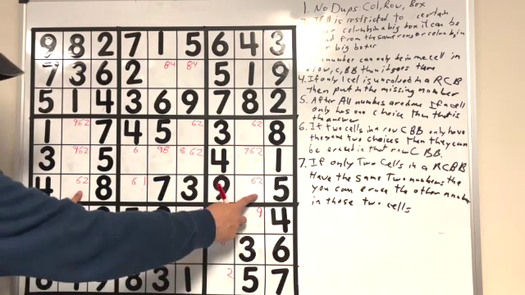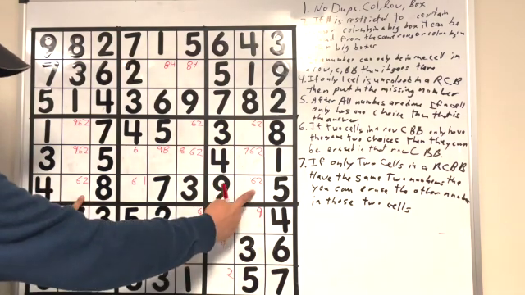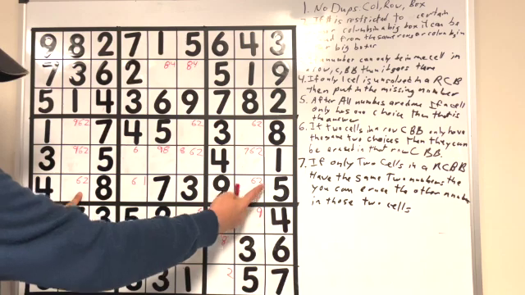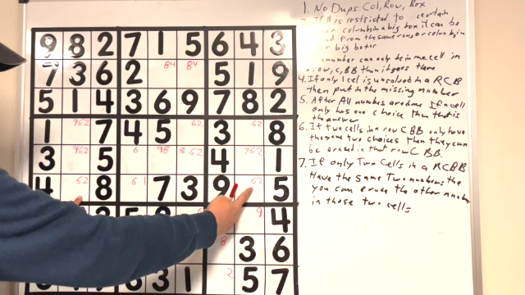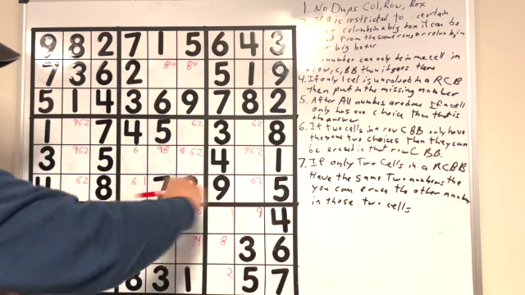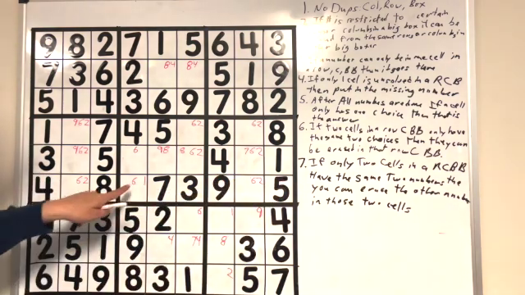Therefore, 6 and 2 have to go here. If this is 6, this is 2. If this is 2, this is 6. That's it. 6 and 2 are done. Therefore, we can erase all of the 6s and 2s everywhere else in this row. I can erase this 6.